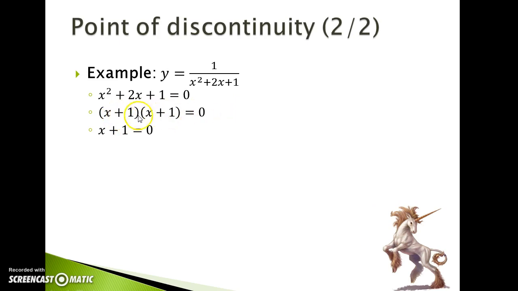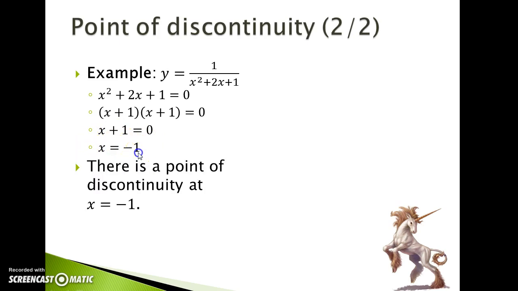X plus 1 equals 0, or x plus 1 equals 0. So we only have to solve one problem. So x plus 1 equals 0, so x is negative 1. So we would have a point of discontinuity, a vertical asymptote or a hole, where x is negative 1 on our graph.